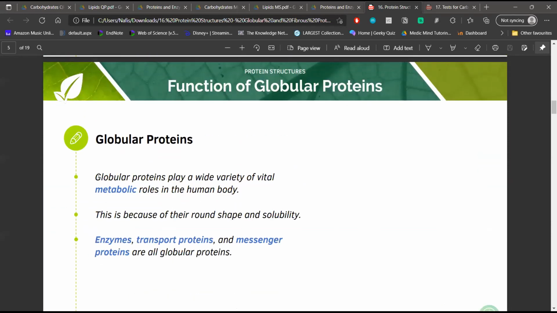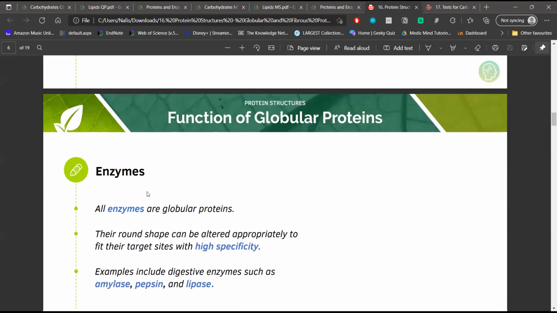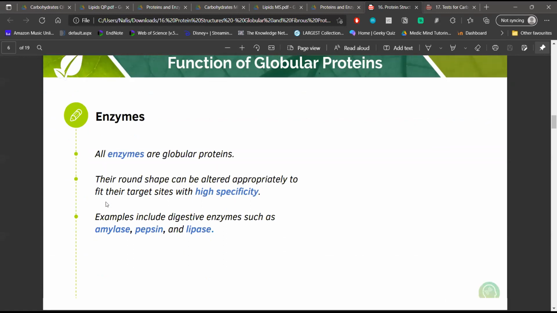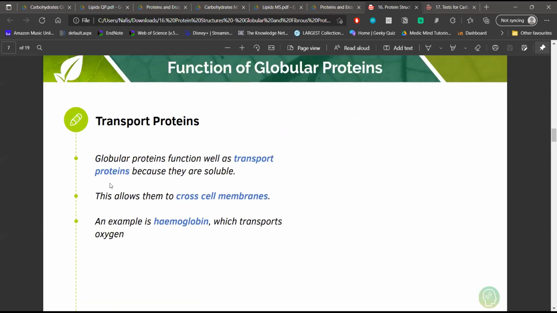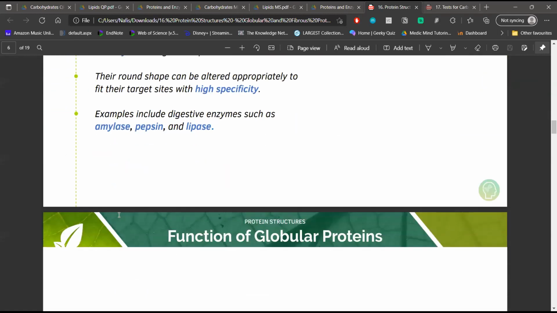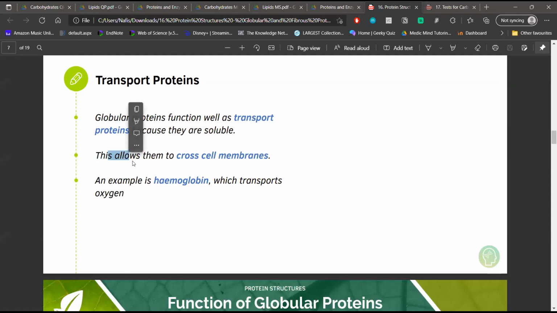They also have a variety of metabolic roles. So they are basically your enzymes, transport proteins, and messenger proteins. They're more for function rather than structure. Remember, they also tend to have high specificity because of this round shape that they've got. They are also soluble. Remember, because they have, going back, hydrophilic parts on the outside, they are water soluble, which means that they can cross cell membranes. An example of this is hemoglobin, which transfers oxygen.